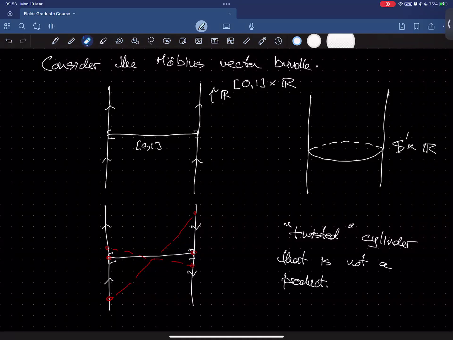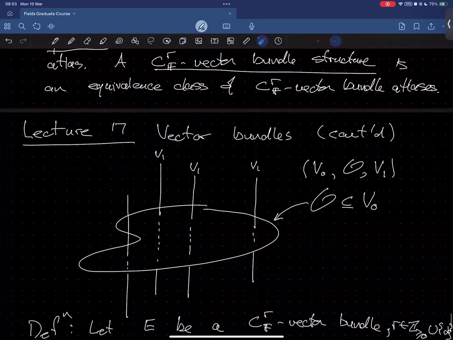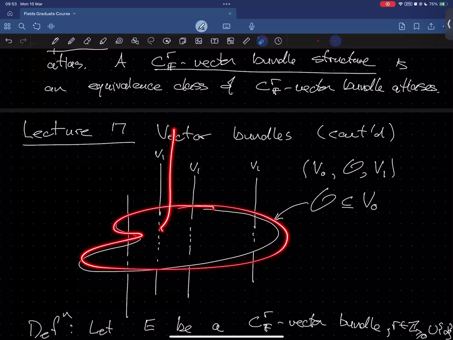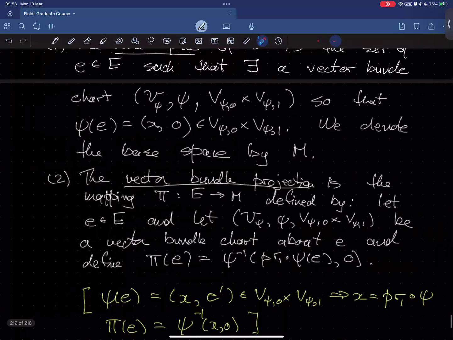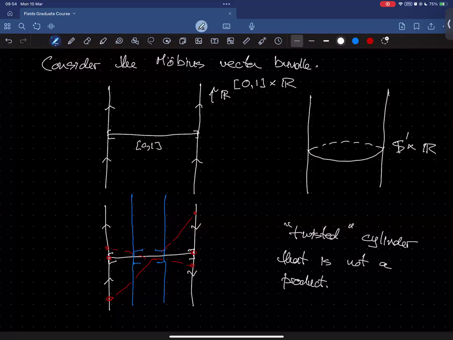So the point is that the product picture of a vector bundle, product of O with V1, is locally valid. It's locally valid here too. So around any point, this thing is going to be a product. But it's not going to be a product globally. So that's an important caveat about vector bundles.